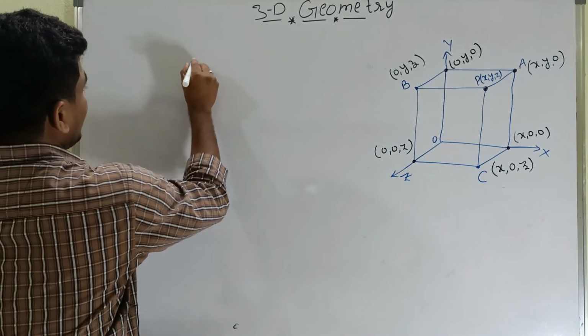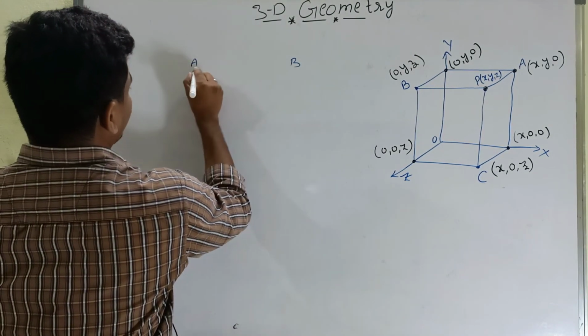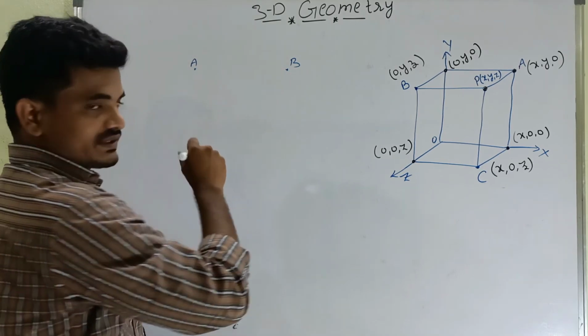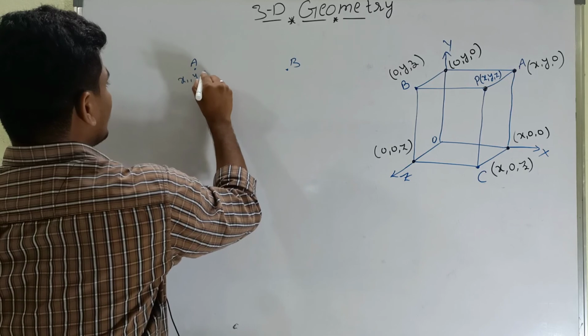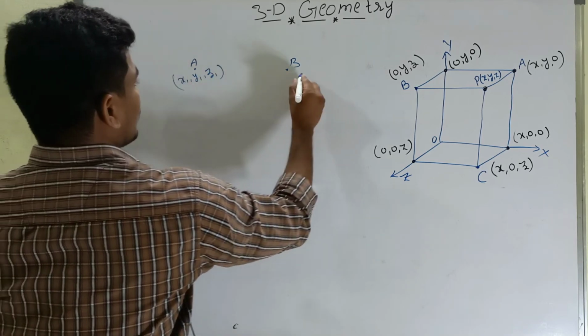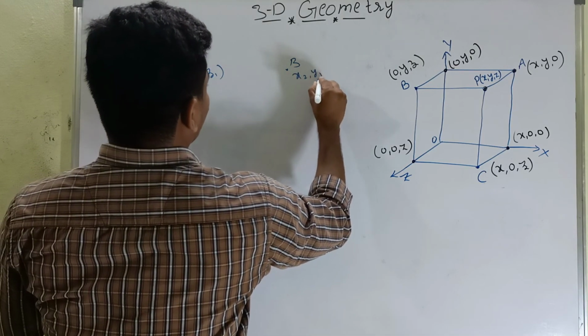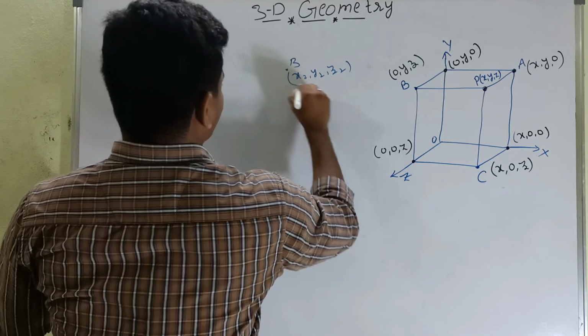Example, if A and B are two points in space, A is x1, y1, z1 and B is x2, y2, z2.